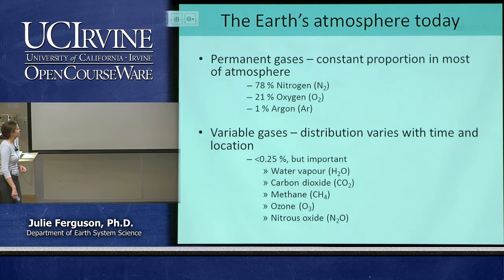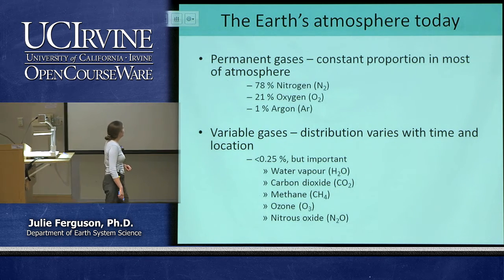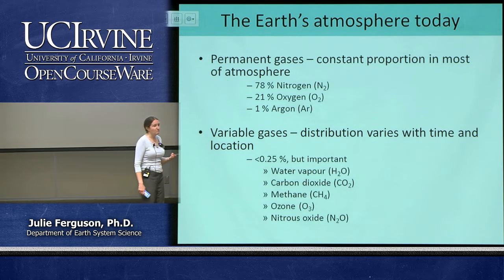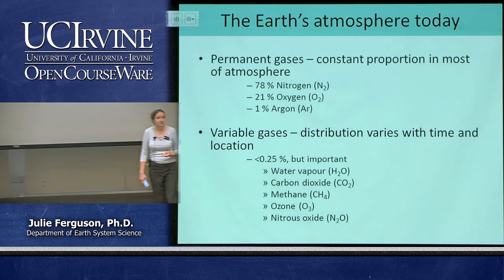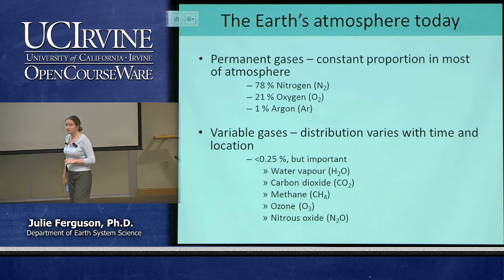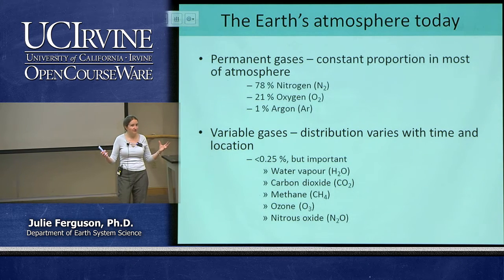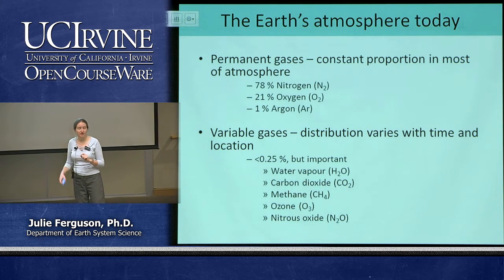Okay, so that's our atmosphere in the past. That's how we've evolved. But what about today? Today is what we care about, right? And so we have our permanent gases. These are the 3 gases that make up most of the atmosphere: nitrogen, oxygen, and argon. But we also have these variable gases that may make up less of the atmosphere, but they're actually most important perhaps for us.